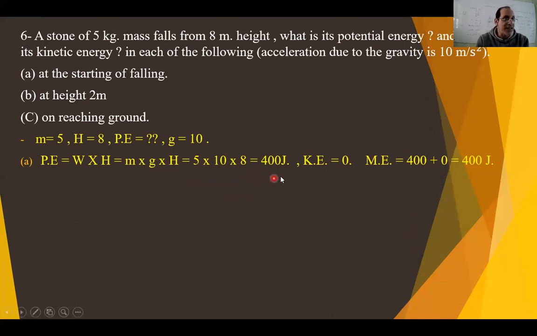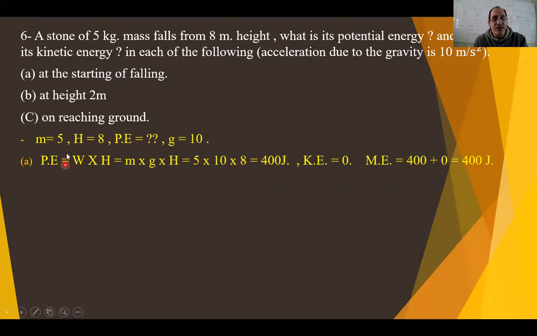In this case, at the maximum height, the speed equals 0. So the kinetic energy will be 0. Here, the mechanical energy, the total energy, is going to be 400 potential plus 0 kinetic, equal 400 joule. I need it. Mechanical energy here is very important.